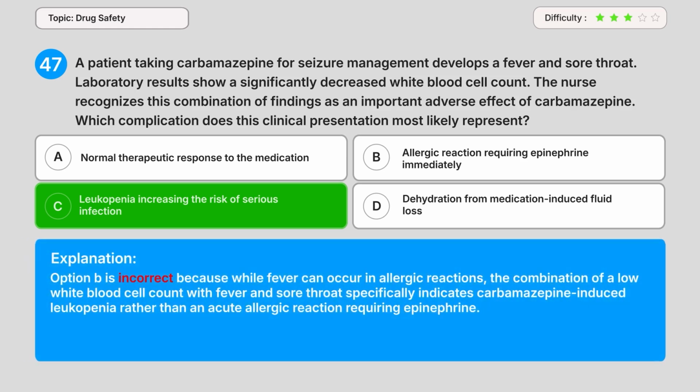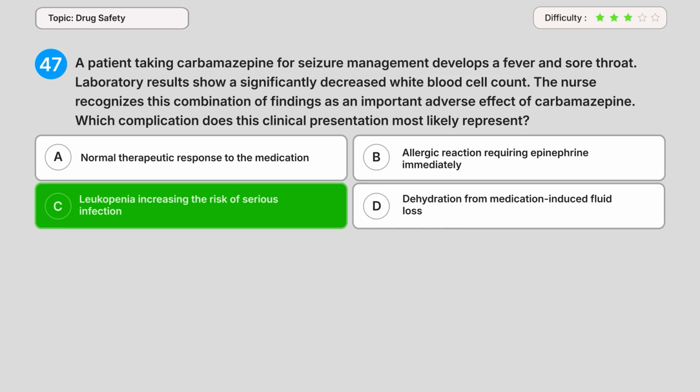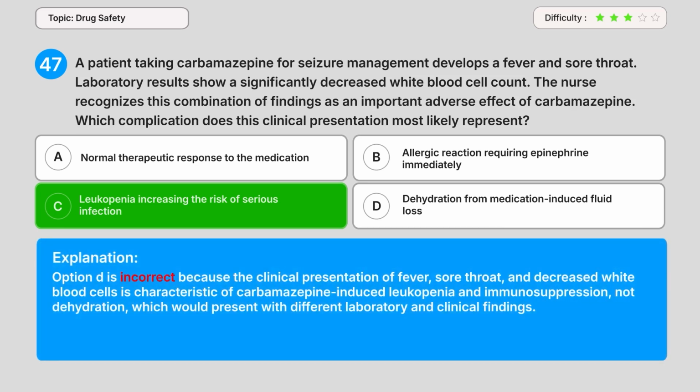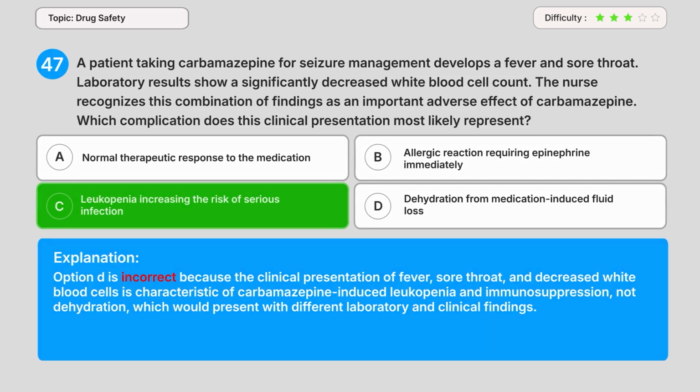Option B is incorrect because while fever can occur in allergic reactions, the combination of a low white blood cell count with fever and sore throat specifically indicates carbamazepine-induced leukopenia rather than an acute allergic reaction requiring epinephrine. Option D is incorrect because the clinical presentation of fever, sore throat, and decreased white blood cells is characteristic of carbamazepine-induced leukopenia and immunosuppression, not dehydration, which would present with different laboratory and clinical findings.